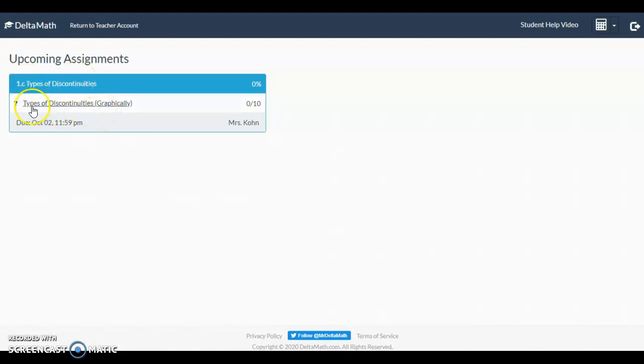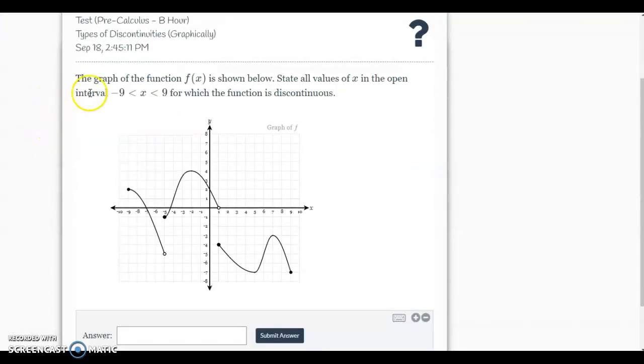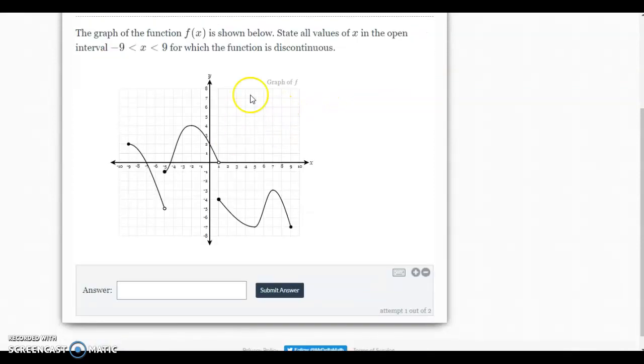So you're going to go ahead and head to this assignment, click on types of discontinuities graphically, and then it says the graph of the function f of x is shown below. State all values of x in the open interval -9 to 9 for which the function is discontinuous. So this one just wants you to tell me every place that there is either a hole, a removable discontinuity, a jump discontinuity, or an asymptote, a vertical asymptote, which would be an infinite discontinuity. And so we're just going to list the x values that happens at.